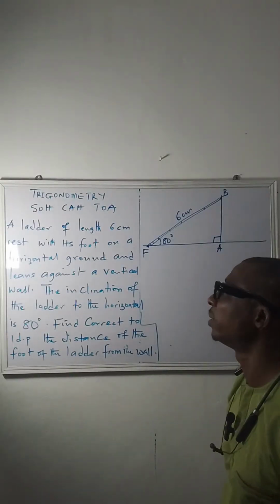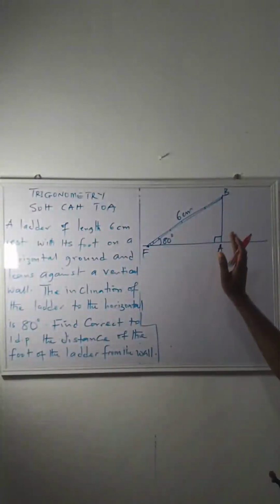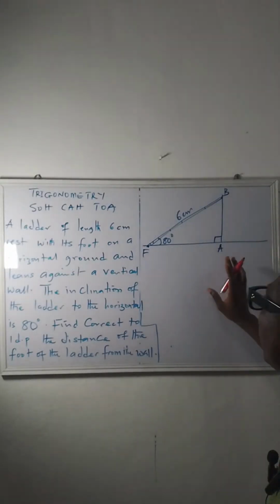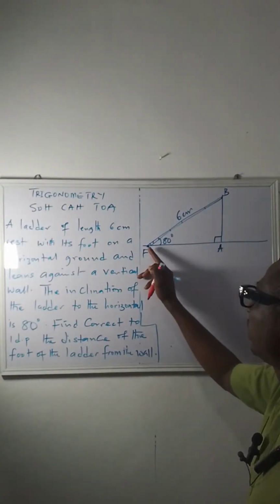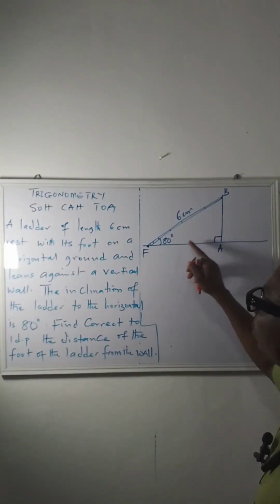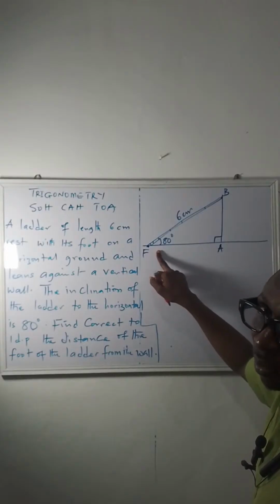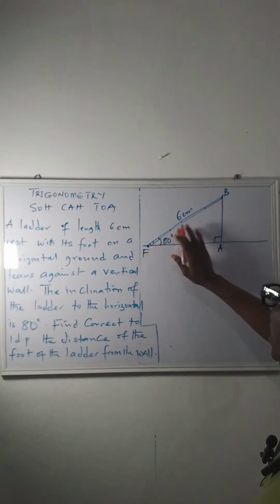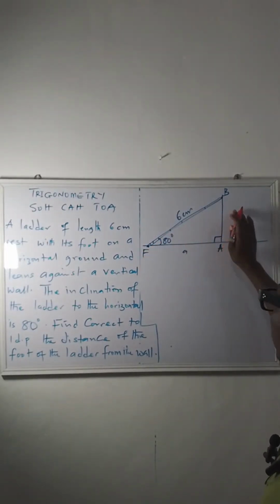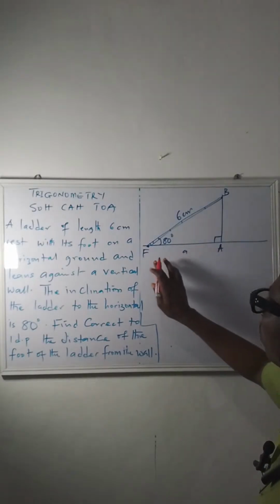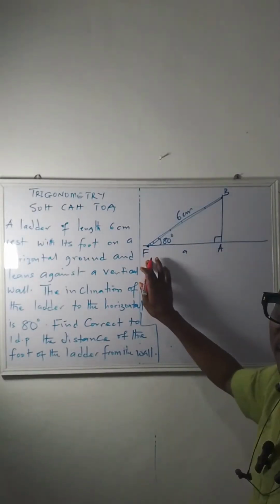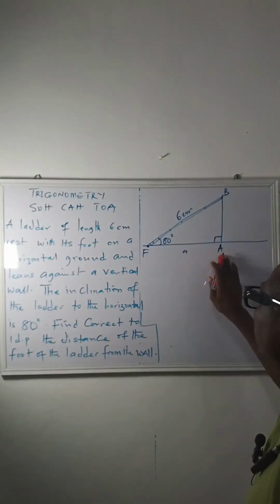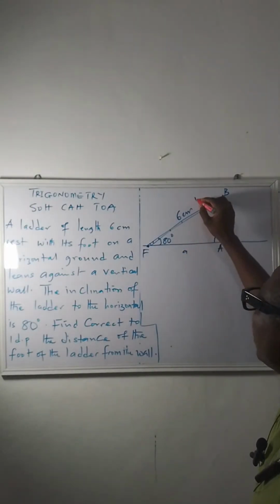So how do you go about this? Now you quickly identify your opposite, adjacent, and hypotenuse. Here, this is the adjacent because this is the side that is touching the right angle and the reference angle. Now this is the hypotenuse, the side that is facing the right angle. And this is the opposite. So I want to get this length FA, which means I'm looking at adjacent and hypotenuse.